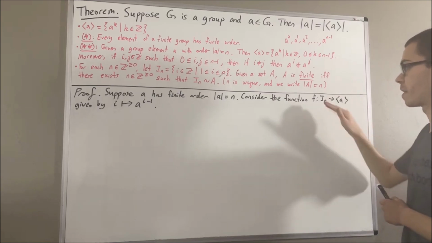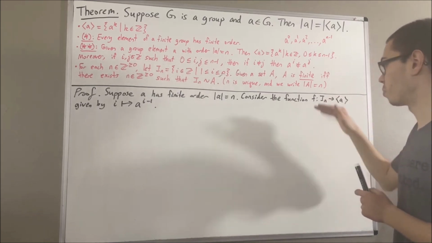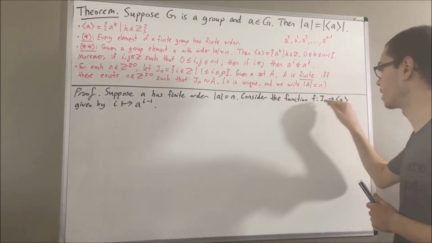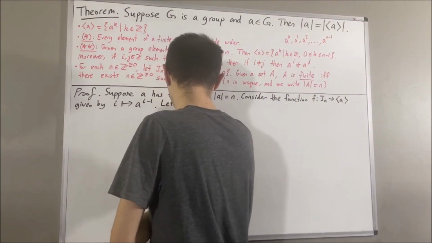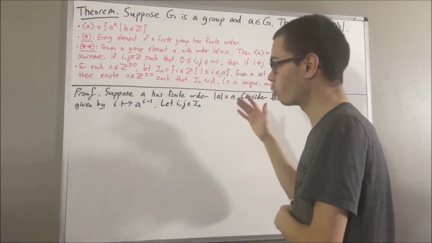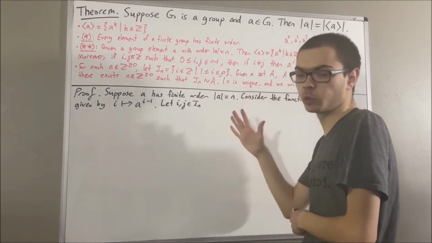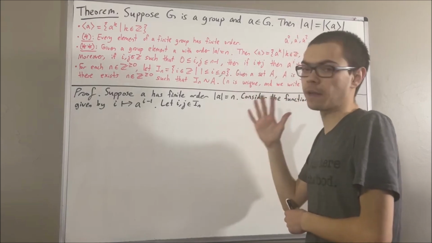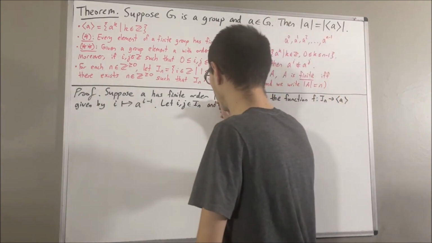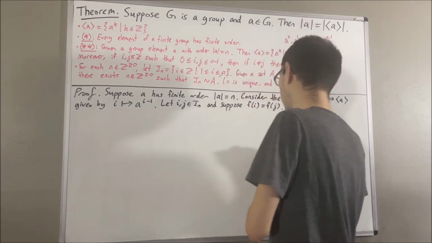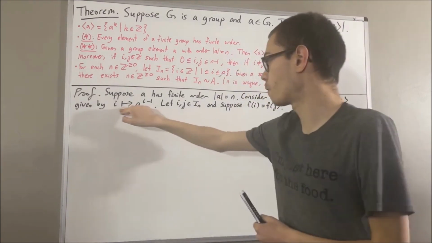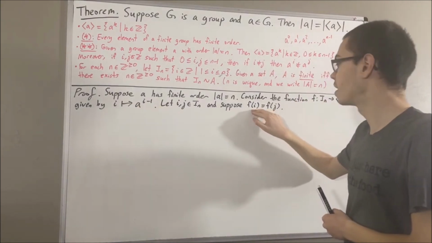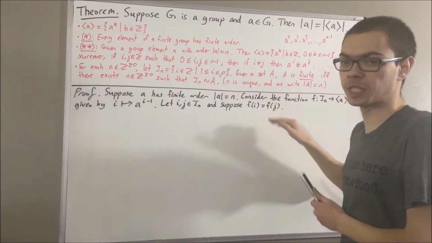So let's first verify that f is injective. To prove that f is injective, let's give ourselves two arbitrary integers i and j in I_n. And to prove injectivity, we want to show if f of i is equal to f of j, then i is equal to j. So let's suppose f of i is equal to f of j. Well then, by definition of our function, we know that f of i is equal to a to the power of i minus 1, and f of j is equal to a to the power of j minus 1.